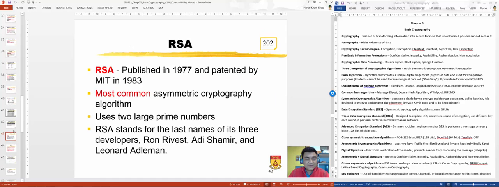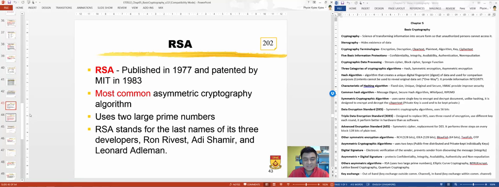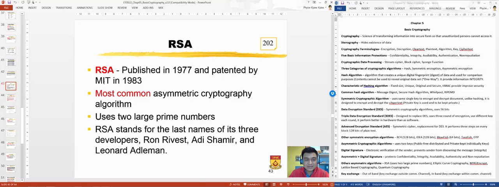There are a few examples of asymmetric cryptography. One of them is RSA, which was published in 1977. It was made at MIT. It's the most common asymmetric cryptography algorithm, which uses two large prime numbers as the public and private keys. As you know, prime numbers are very difficult to hack, to crack.